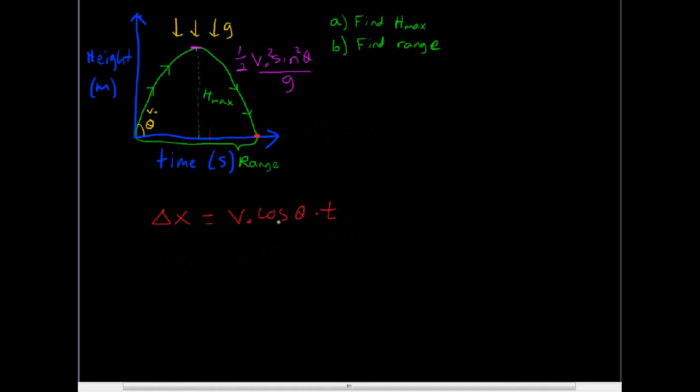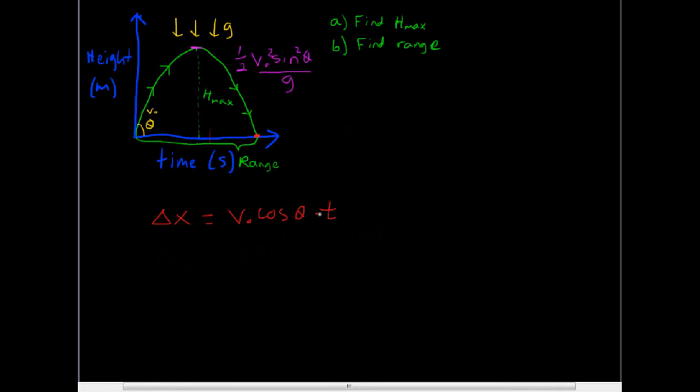And remember, this is true because there is no acceleration affecting the horizontal displacement, because all the gravity is only vertical. It has no effect whatsoever on the horizontal, which is why we don't have a gt squared term like we do in our delta y equation. But this equation alone isn't going to be enough.